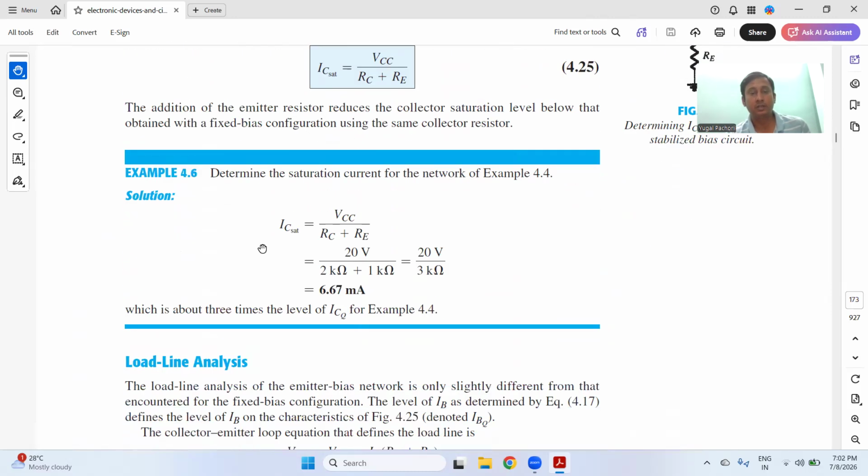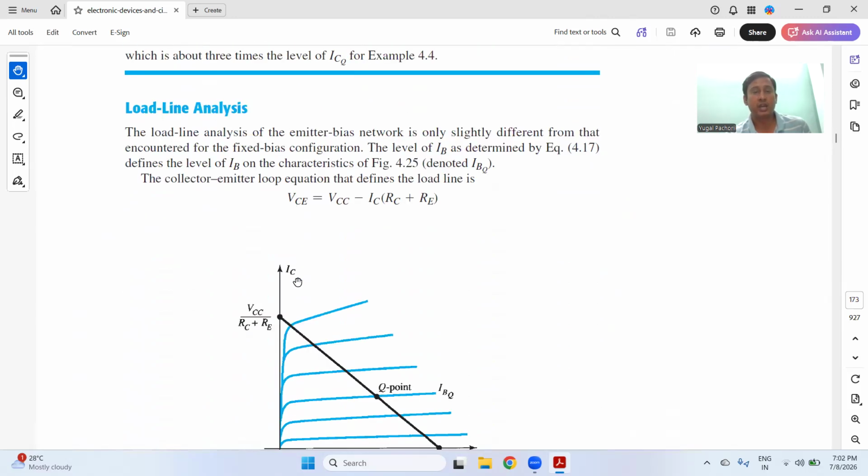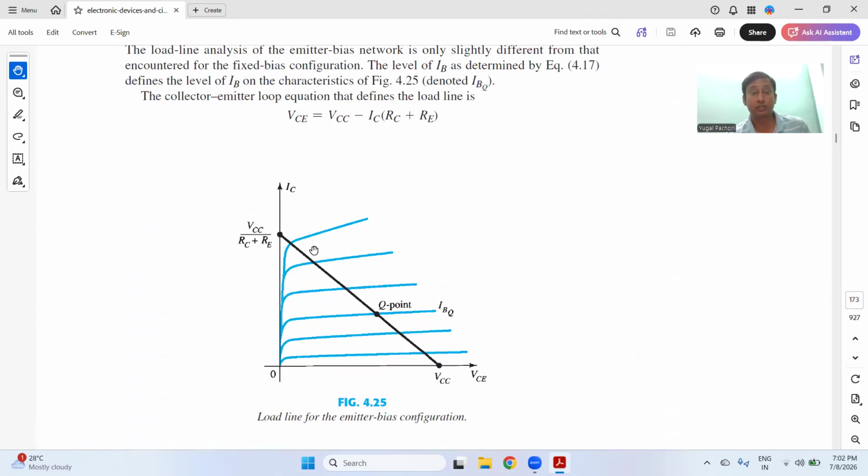This is the saturation level. Load line analysis, I already told you like this. I was talking about it in the starting of this video. There is a graph between VCE and IC, and there is a load line, and the point touching is known as the Q point. This is the operating point.